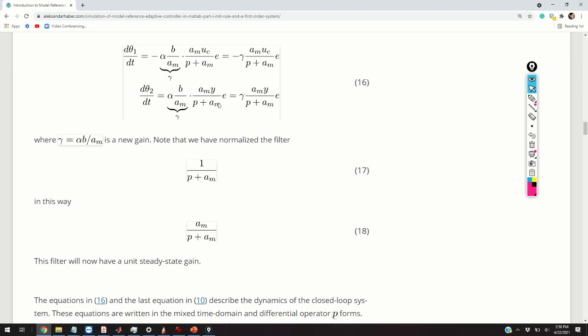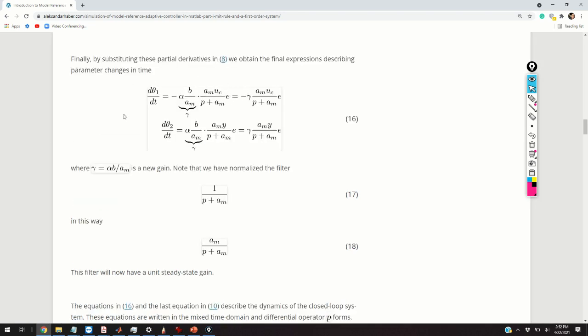We have normalized this filter 1 over p plus am, and it becomes am over p plus am. In this way, we achieve a steady state gain of 1, which is very convenient for a control algorithm.